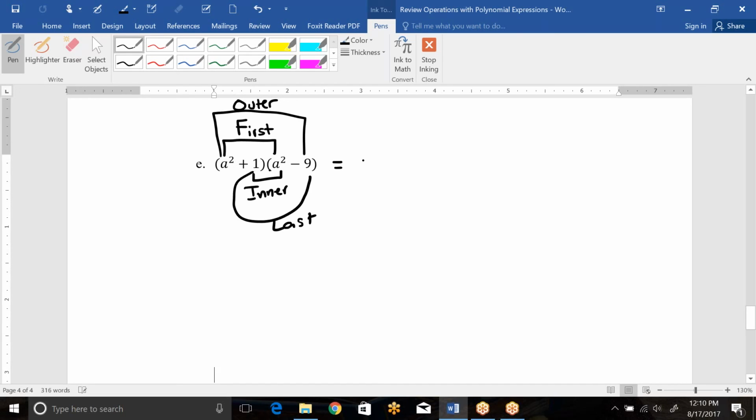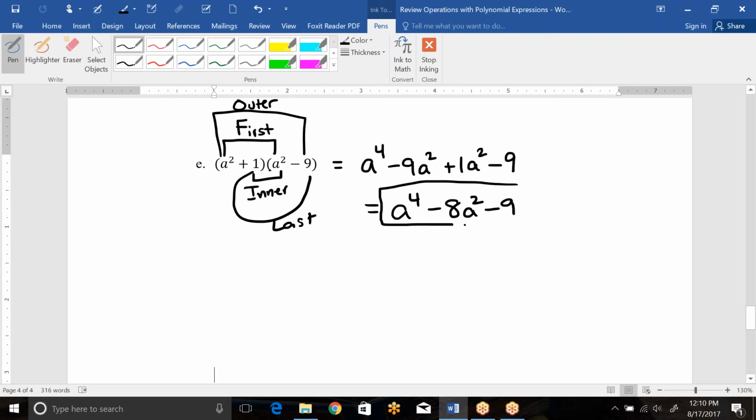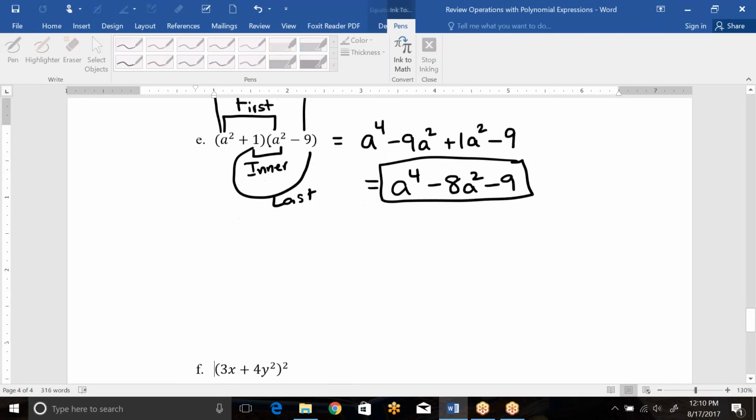So this would be a squared times a squared, so that'd be a to the fourth. A squared times negative 9 would be negative 9a squared. 1 times a squared would be positive 1a squared. And 1 times negative 9 would be negative 9. So that's first, outer, inner, last. We combine the like terms, and that gives me negative 8a squared in the middle. So there's the answer to E.